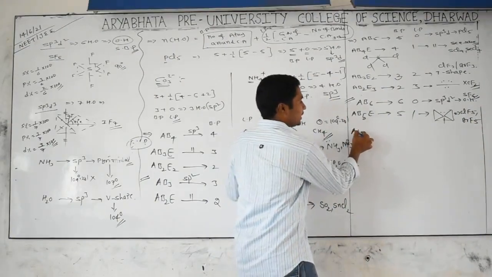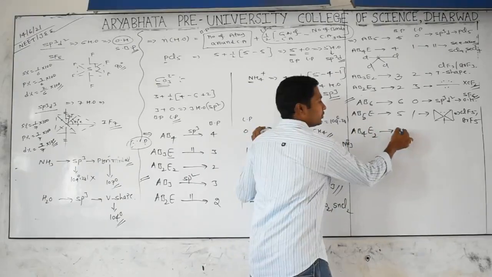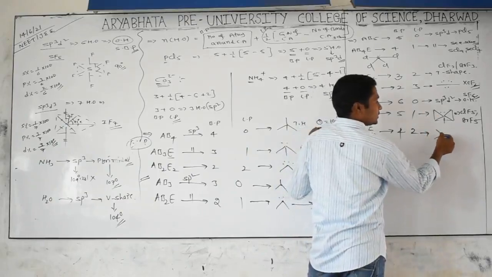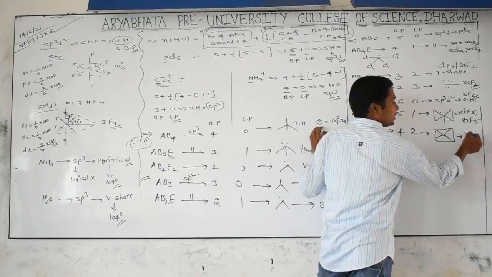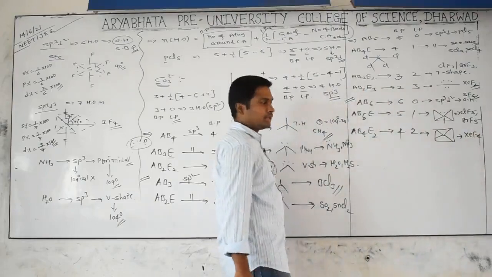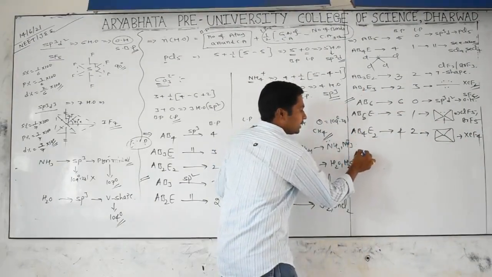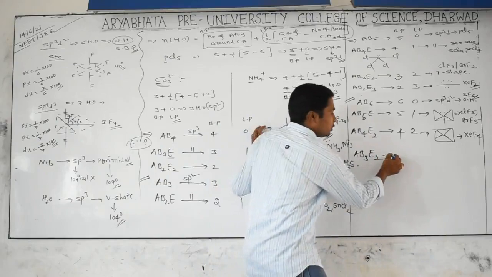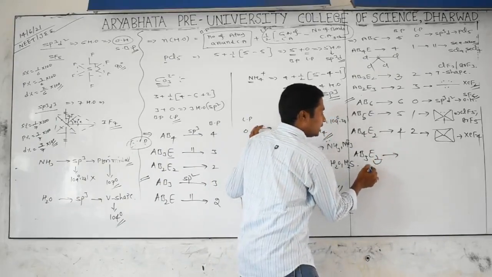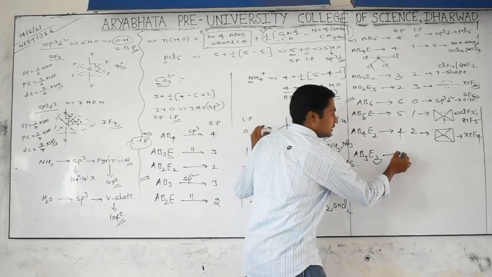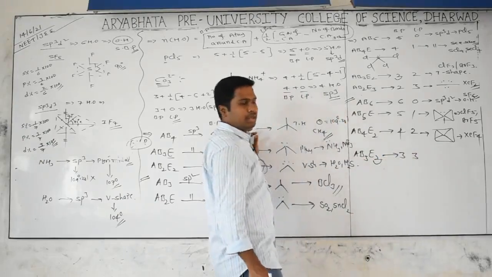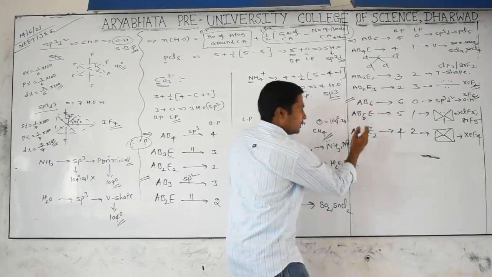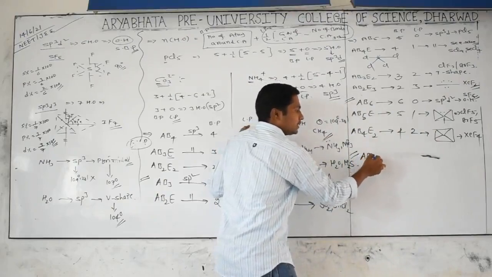Okay, next we can take AB4E2. AB4E2 means 4 bond pairs and 2 lone pairs. Cut 2 more bonds and we get a square shape. Can you give the example? XeF4 is the example. And one more thing, AB3E3, which means 3 bond pairs and 3 lone pairs. We can take some example, then what are you getting? This case does not exist.